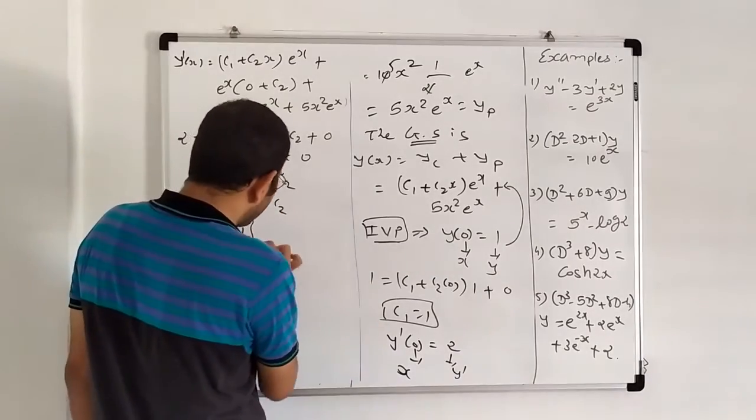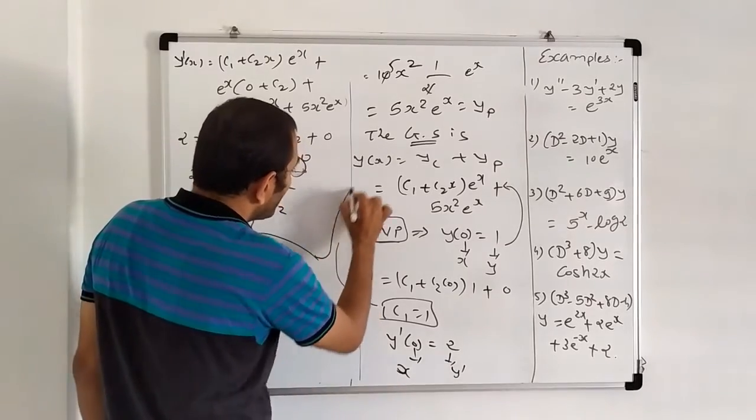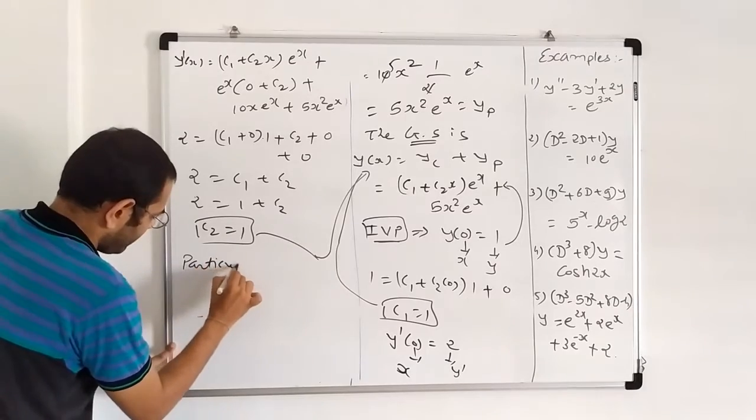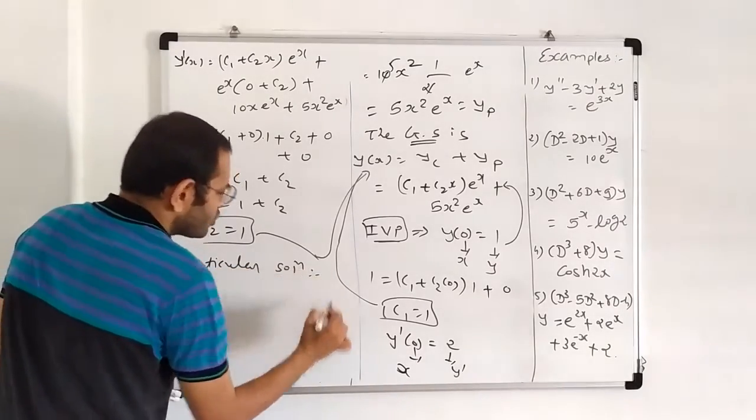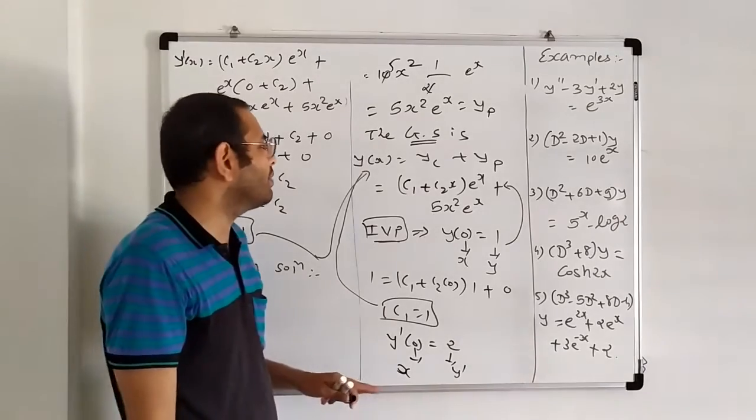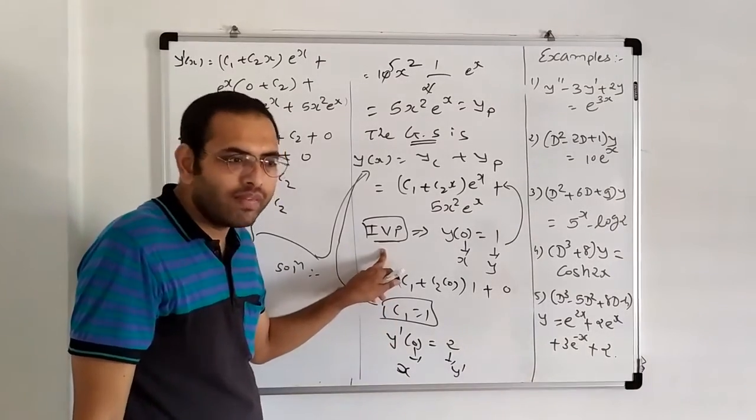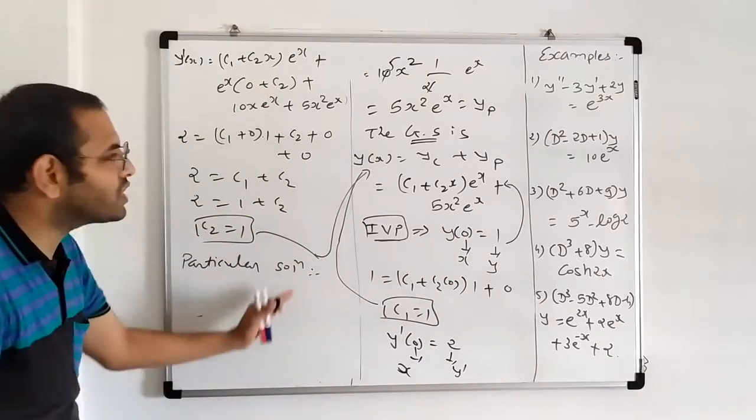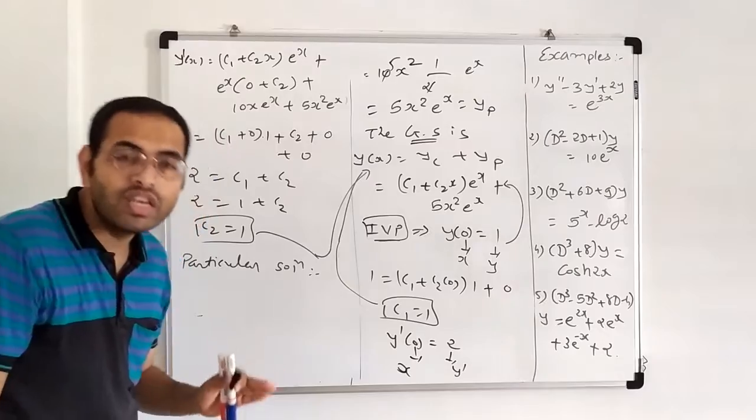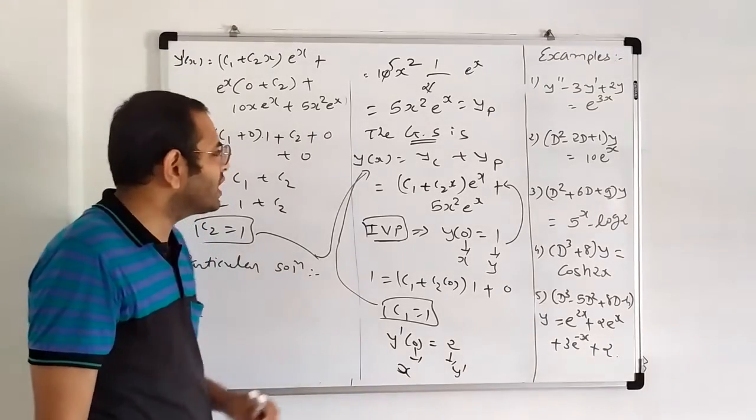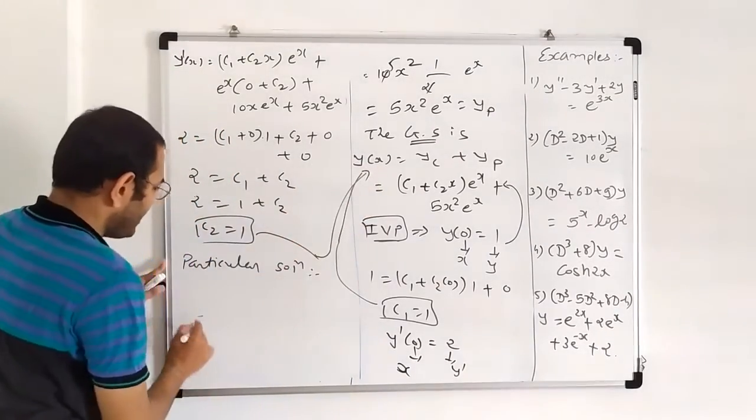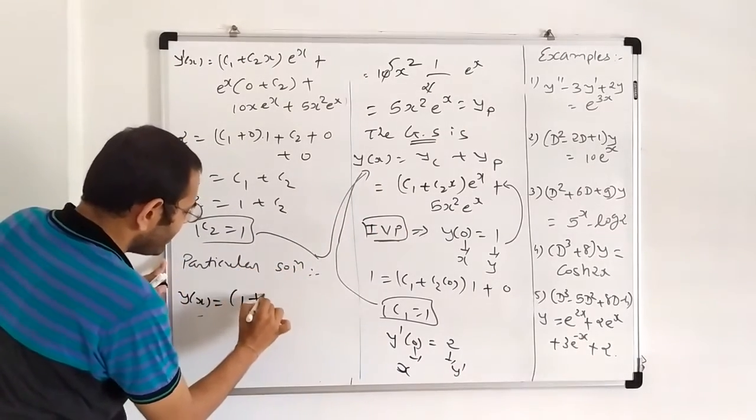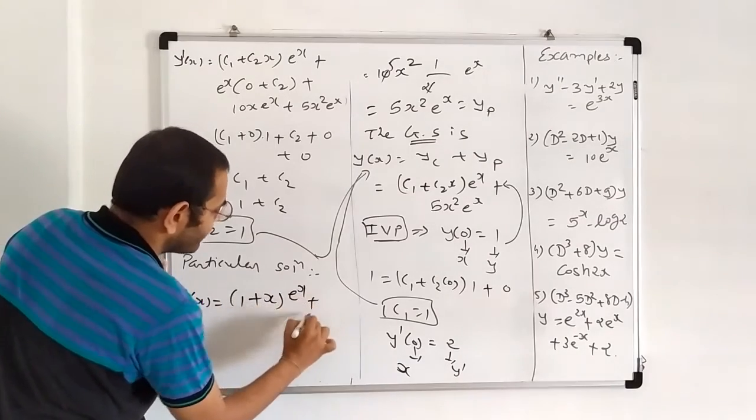Then substitute the values of C1 and C2 in this equation. Then we get the particular solution. In each and every example, if we get an IVP, then we go for a particular solution. The same procedure applies in each and every case, each and every method of finding the particular integral. Now the particular solution has C1 which is 1 and C2 which is also 1.